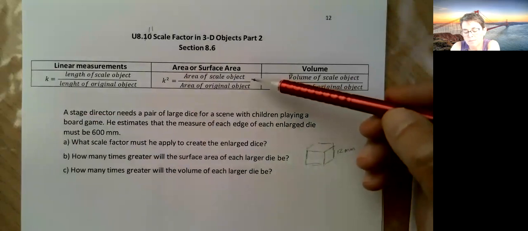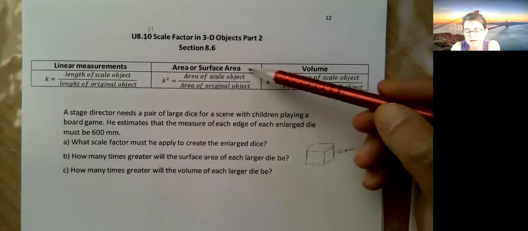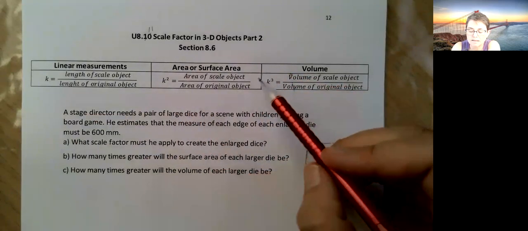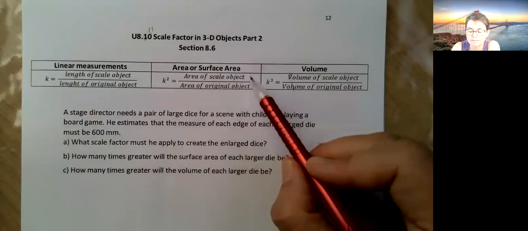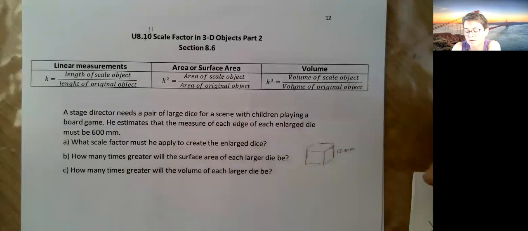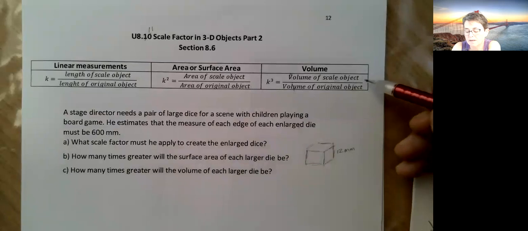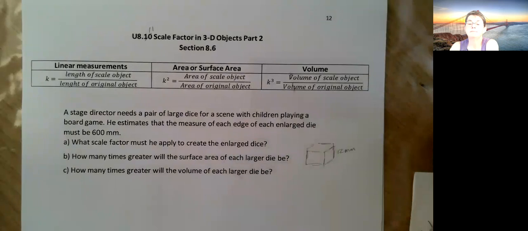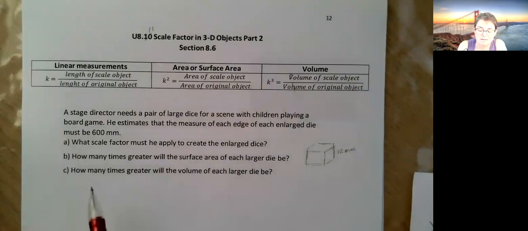If you want to talk about the surface area or just plain area, then it's K squared, and it's still area of the object over area of the original. And if you do want to talk about volume, the volume of the scale object to volume of the original is K cubed. Now, I realized once I started doing this question that we were missing something.